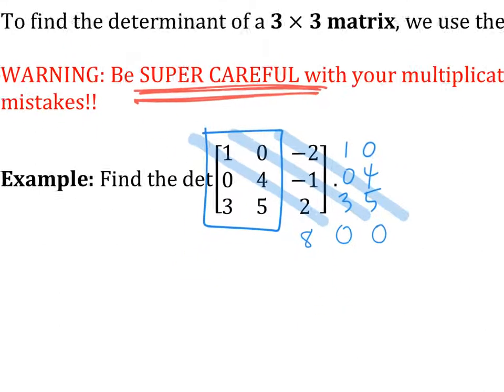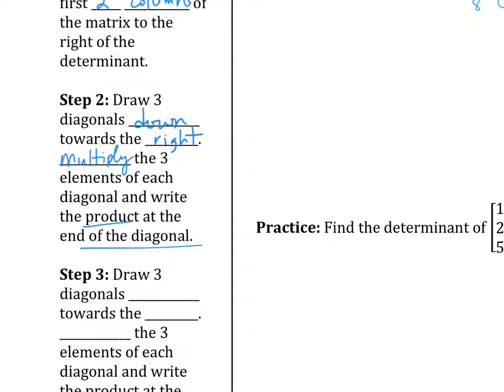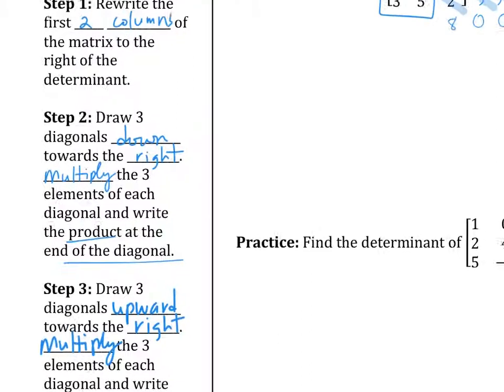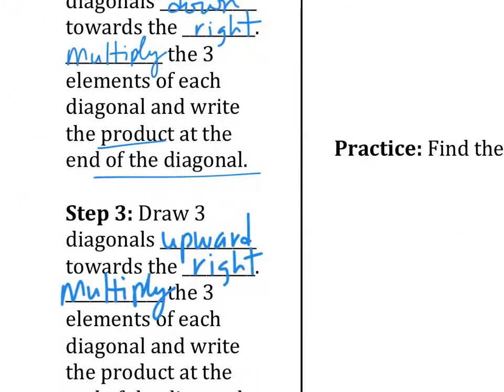All right? Okay, so that's step 2. Draw the 3 diagonals and then multiply all the way down the 3 diagonals. Next, draw 3 diagonals upward towards the right, and then you're also going to multiply the 3 elements together. Let me give you a second to quickly write this down.